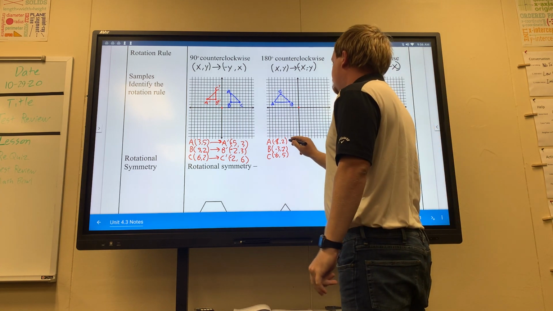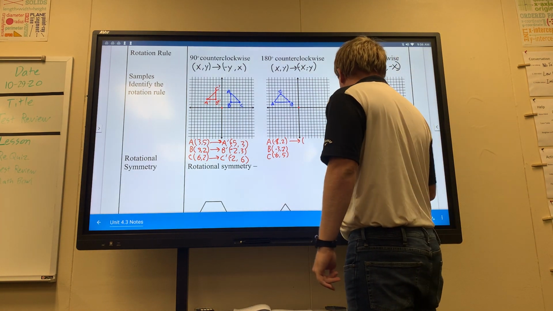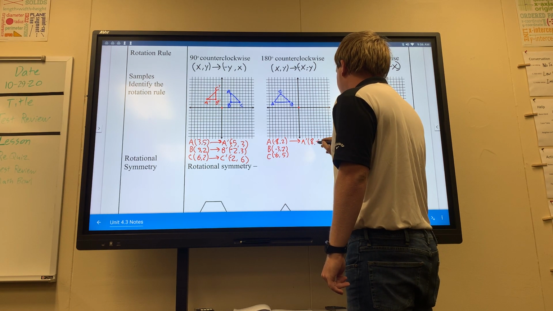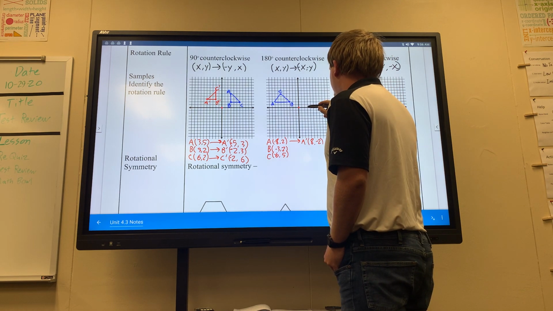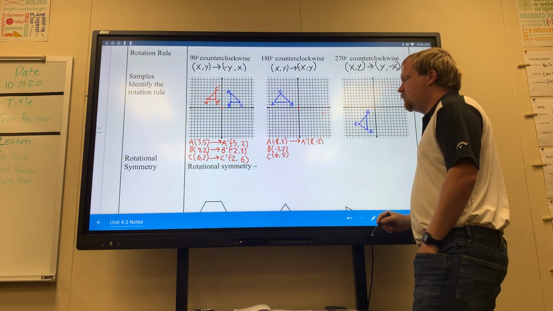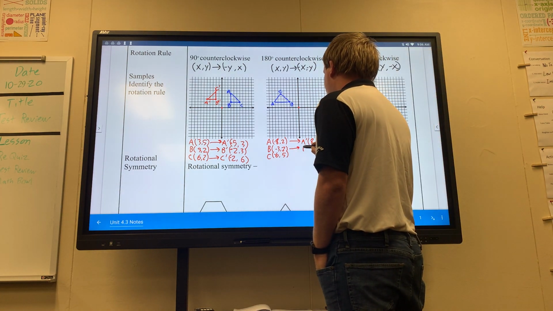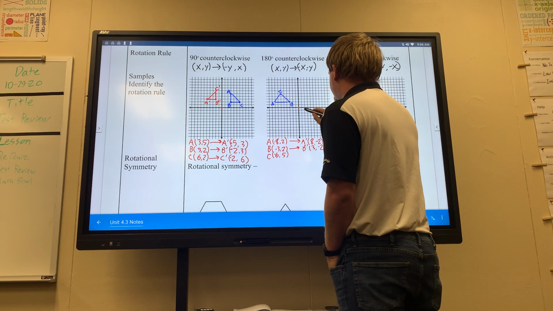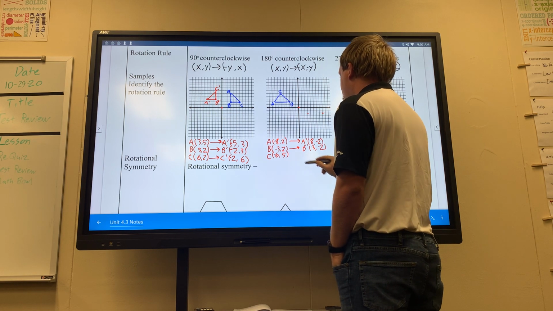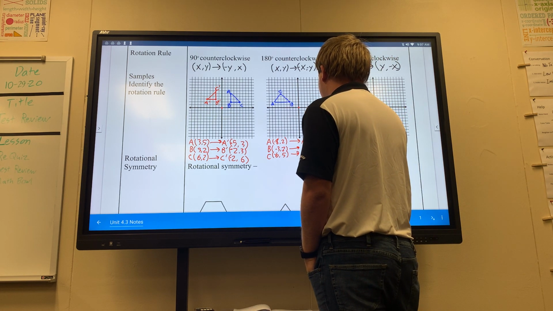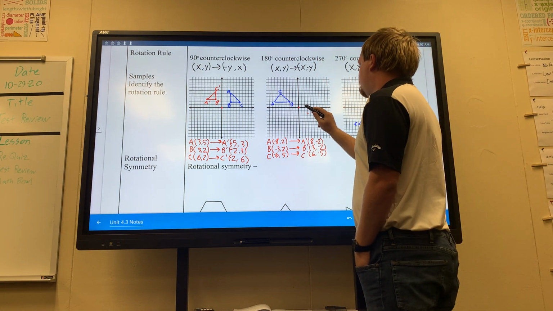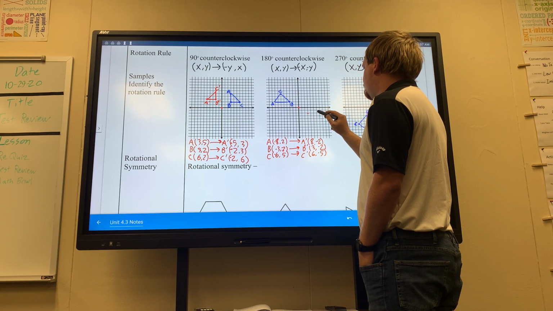So instead of saying negative 8, 2, I'm going to say positive 8, negative 2. 1, 2, 3, 4, 5, 6, 7, 8, 1, 2. So that's my new point. Point B, remember, I'm changing my sign for both, so that means it's 3, negative 2. And then again, changing the sign for both. So 6, comma, negative 5. 1, 2, 3, 4, 5, 6. 1, 2, 3, 4, 5.